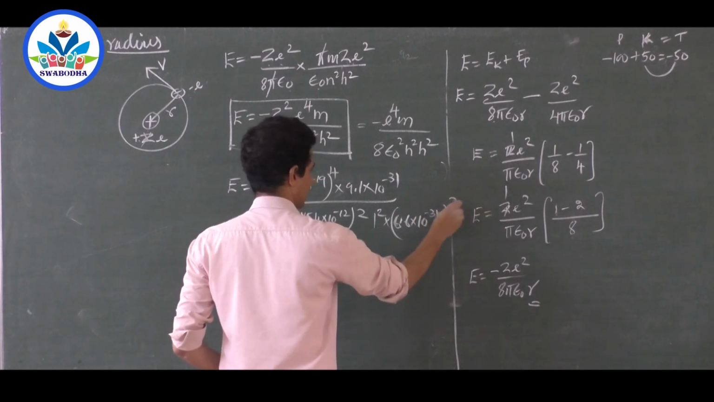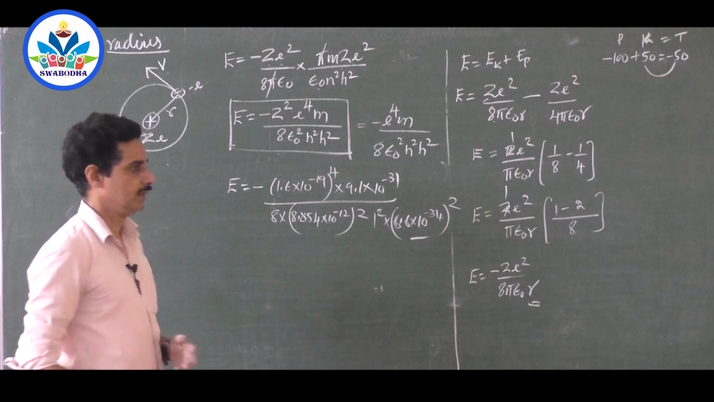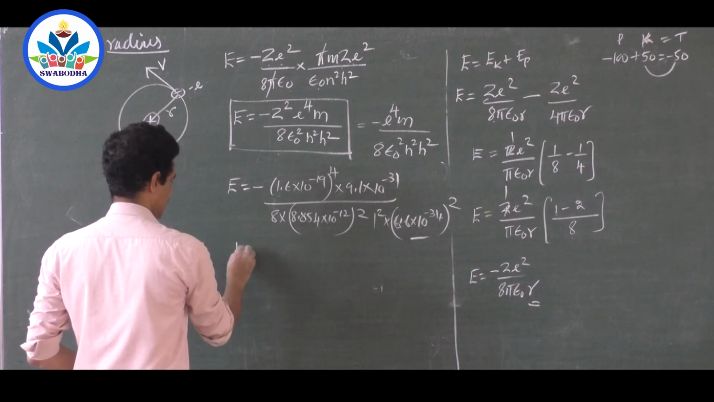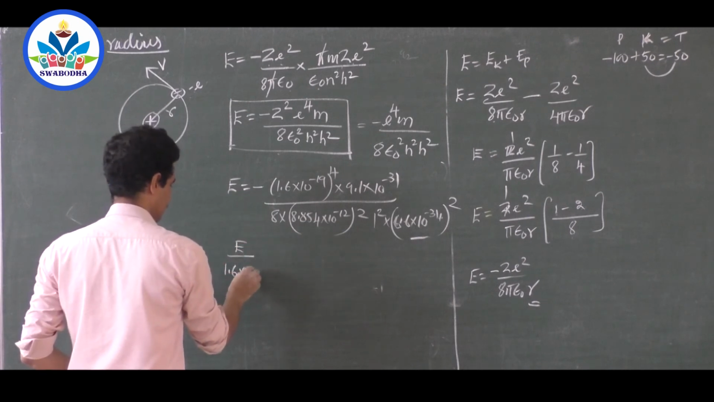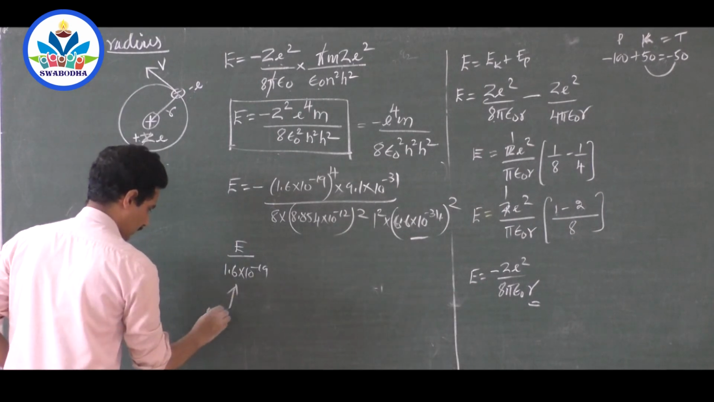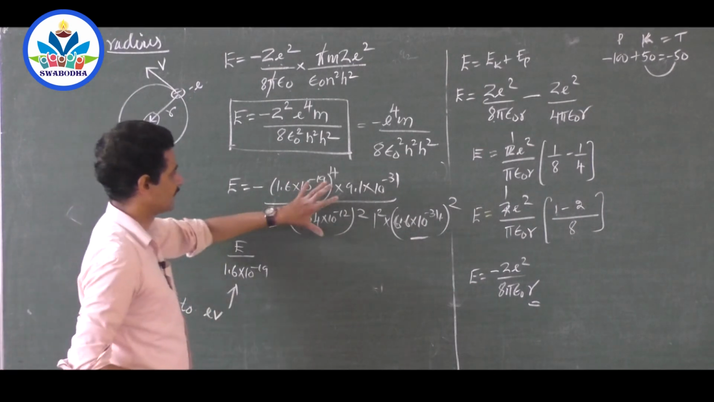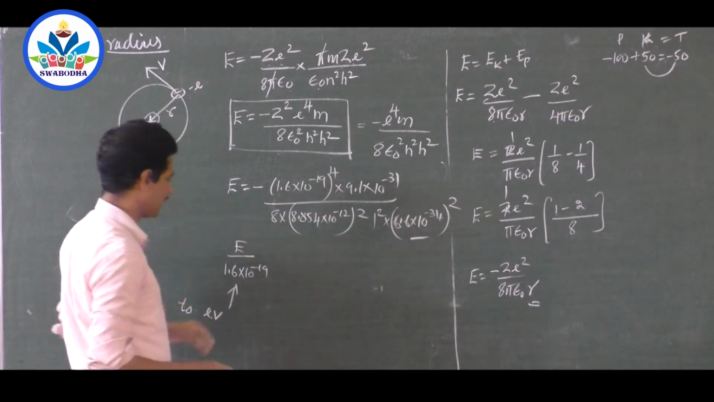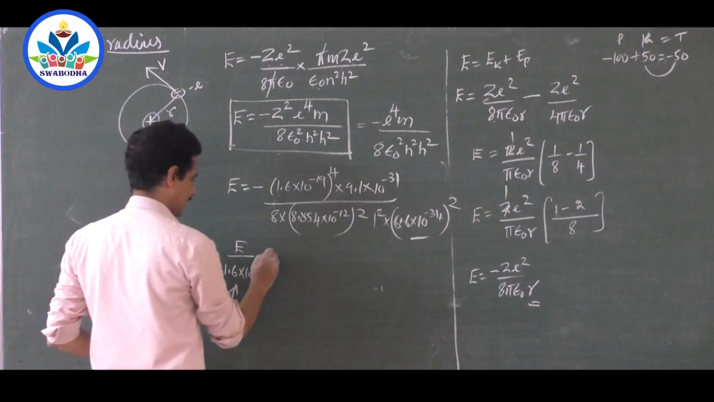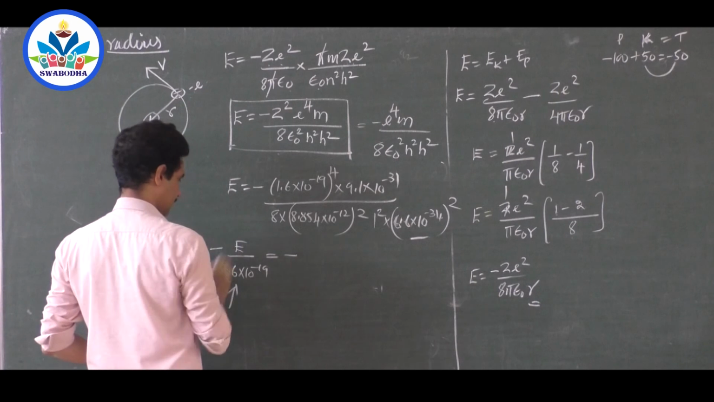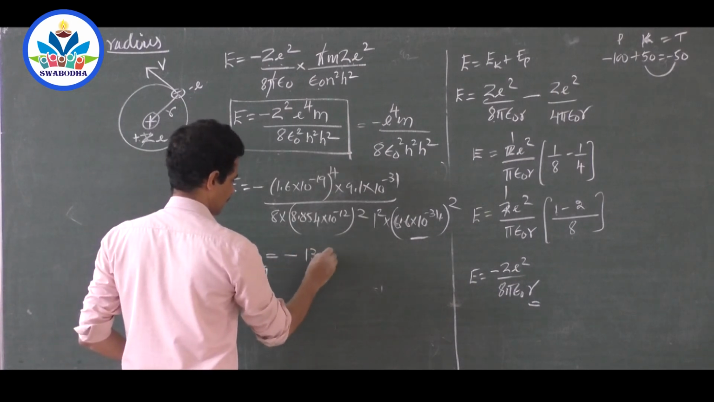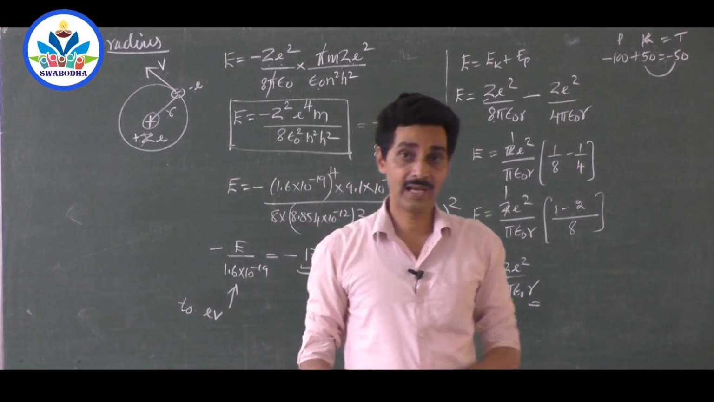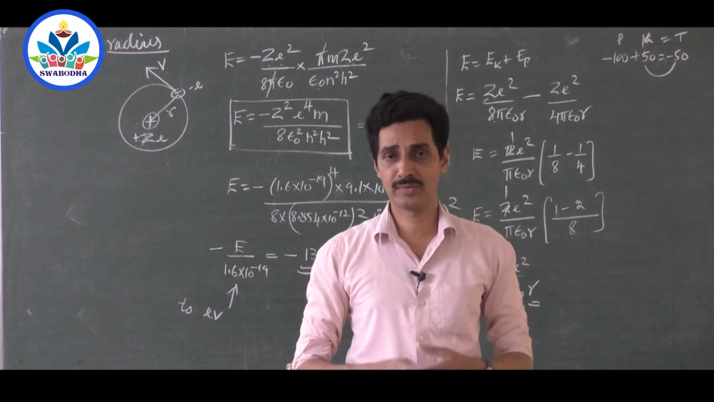You see, again and again using these values makes it very strong; you need not learn it by heart. Divide the value you get by 1.6 into 10 to the power minus 19 and convert it into electron volt. Do it yourself after completing the class. You will get minus 13.6 eV. This energy was compared with the energy required to knock out an electron from the hydrogen atom.